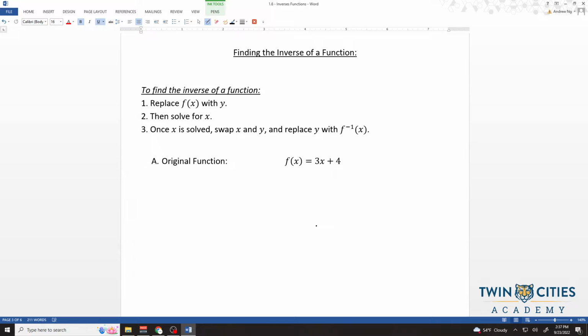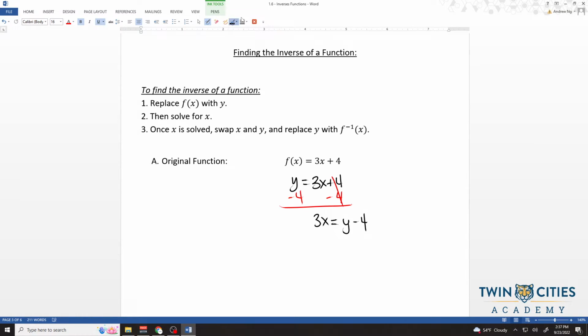Let's do a couple examples. I've got 3x plus 4 here. I want to follow these 3 steps. Step 1, replace f of x with y. So this will be y equals 3x plus 4. Step 2, let's solve for x. So this means get x alone. Right now, x is being multiplied by 3, and I've also got this plus 4 here. So let's begin by subtracting 4. This gives me 3x equals y minus 4.